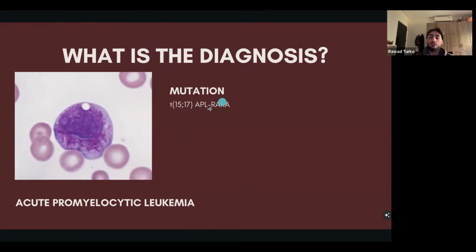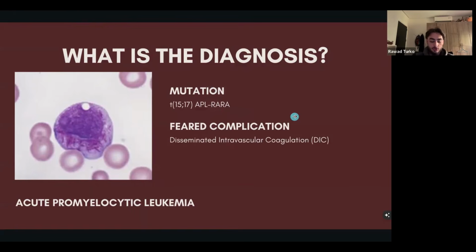This is going to be a transcription factor and is going to cause the cell to be highly proliferative. Okay. What's a feared complication of APML? DIC. Perfect. Now, who knows why APML is very associated with DIC?